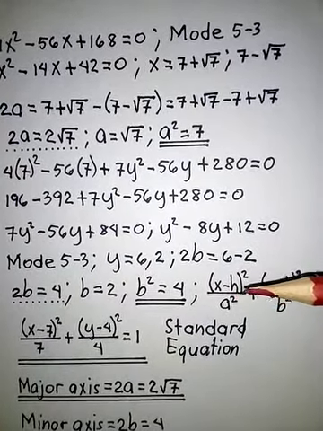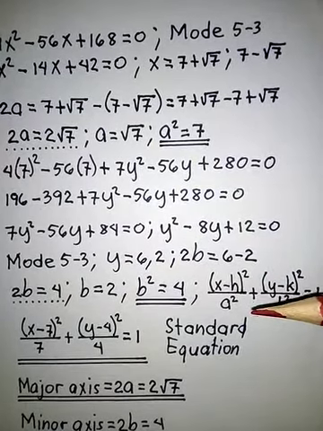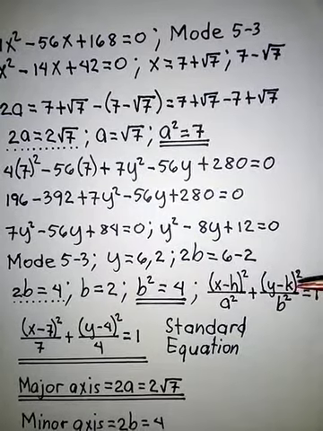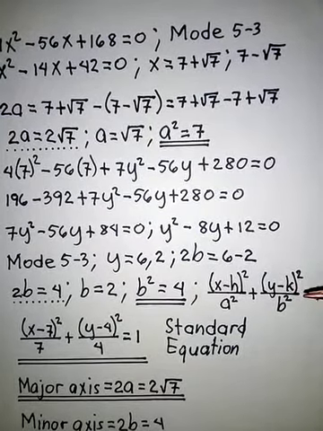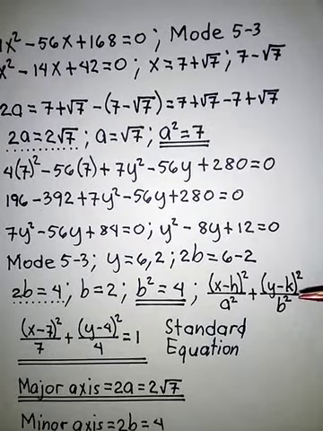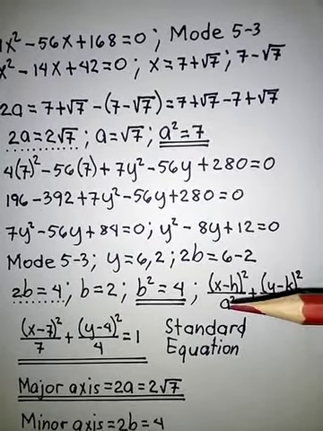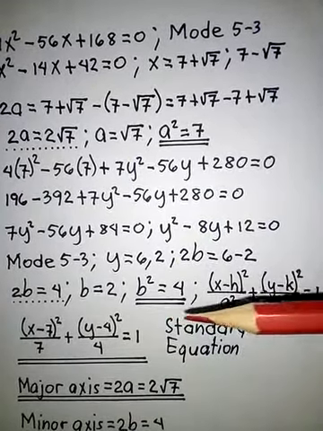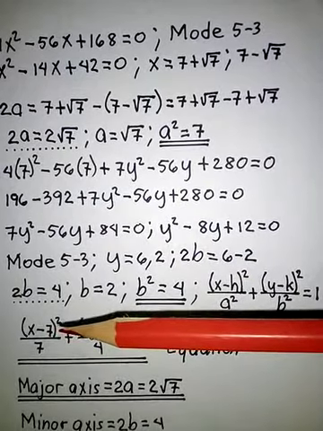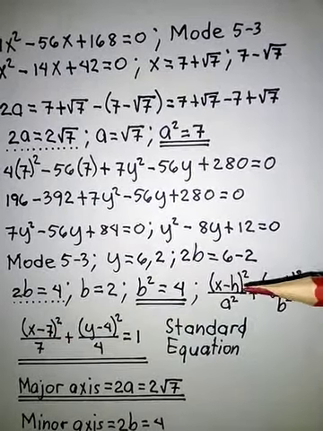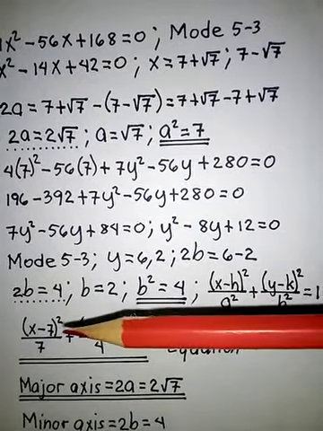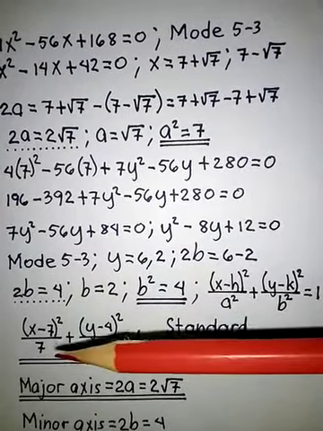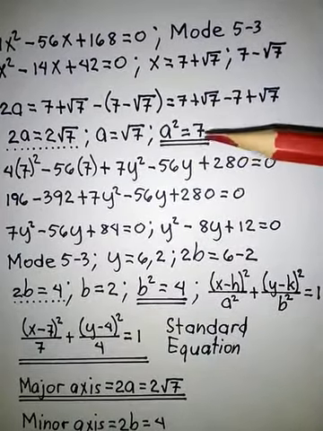Quantity x minus h quantity squared over a squared plus quantity y minus k quantity squared over b squared is equal to 1. This is a horizontal ellipse. So now, the standard equation, substituting all the computed values, we have x minus 7 quantity squared. So h, we have computed that before. The 7 here is the value of h. And then we have over a squared, which is 7, because a squared here is equal to 7.